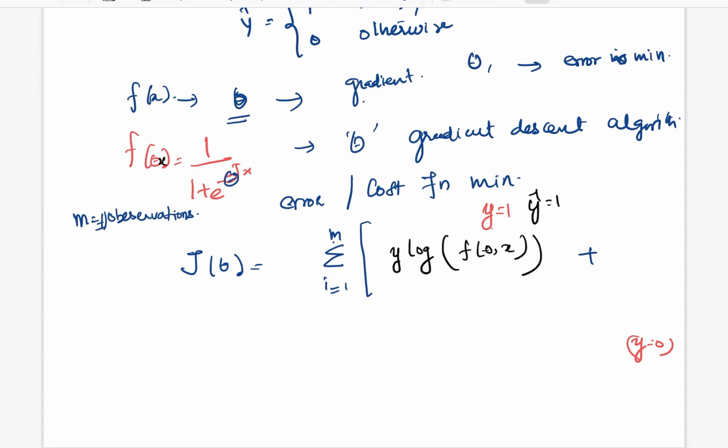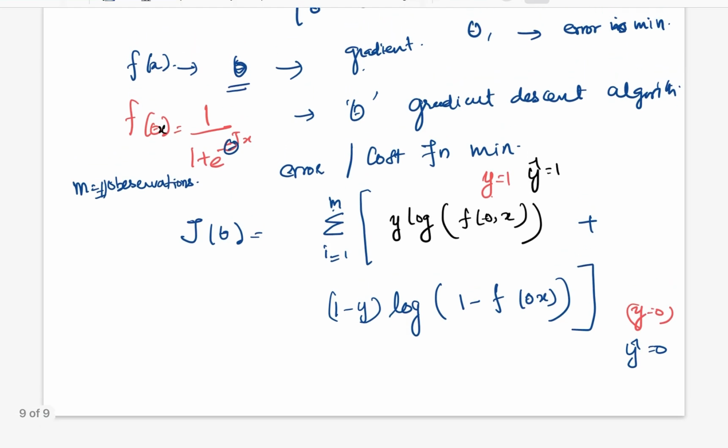Again, when y equal to 0, we want the cost to also be 0. Whenever y equal to 0, and y prime is equal to 0, that means our mapping function is predicting y prime accurately. In that situation, we want this cost to be minimum. So how do we define the second component or second part of this cost function? It would look like this: 1 minus y, log of 1 minus this mapping function f of theta of x.